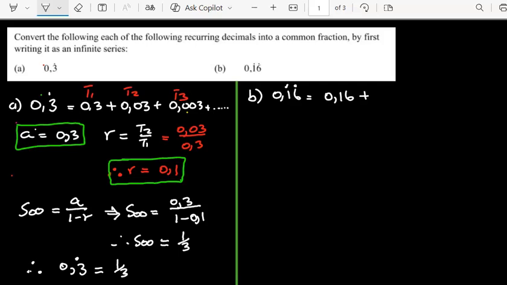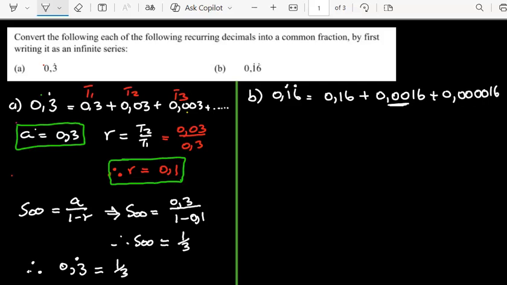The second term, since we have two numbers that are recurring, we're going to add 2 zeros after the decimal point. So this will be 0.0016. To find the next one, from this term here, we need to add 2 zeros, which will be 0.000016. So this is how you convert this recurring number into an infinite series.